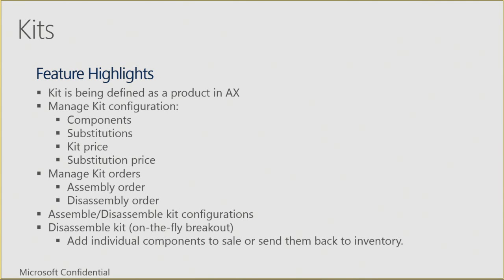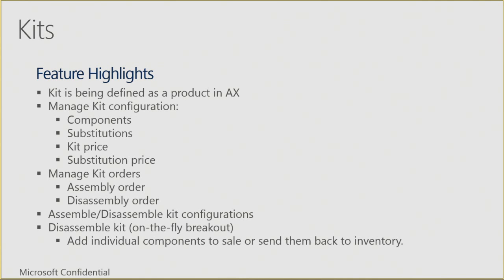As part of the kit configuration, you'll be able to add or manage components, and components are nothing but individual products. For each of the individual products, you will be able to provide different substitutions. For example, I want to substitute a red regular shirt with a blue regular shirt. I think you get the idea.